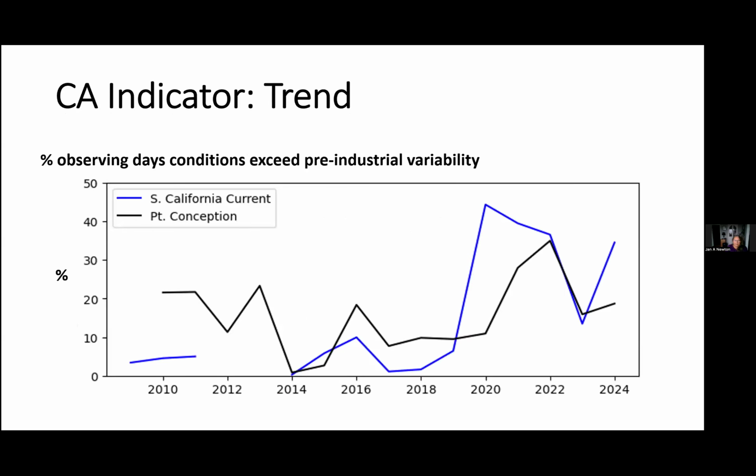Shifting to the trend, this is the percent observing days conditions exceed pre-industrial variability. This is the plot from Adrian showing the Southern California Current offshore buoy in blue and the Point Conception buoy in black. And one thing I want to draw your attention to is that 2017 was a very different year than 2024 or many of the recent years.